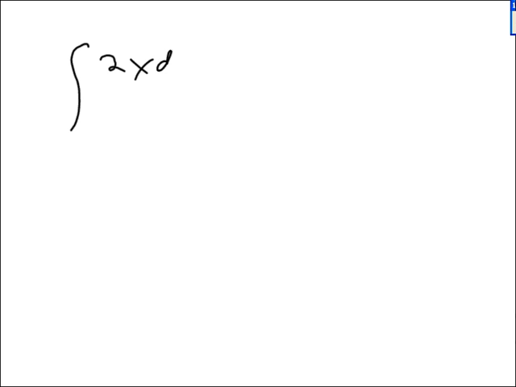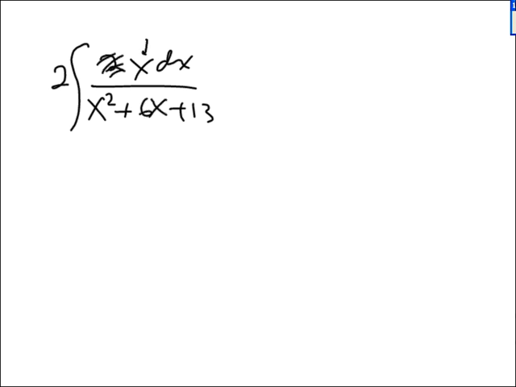Suppose you have the integral of 2x dx over x squared plus 6x plus 13. The first thing I would do is factor out the 2. Now, the derivative of x is not 1 over x squared plus 6x plus 13. The derivative of the bottom is not the top.